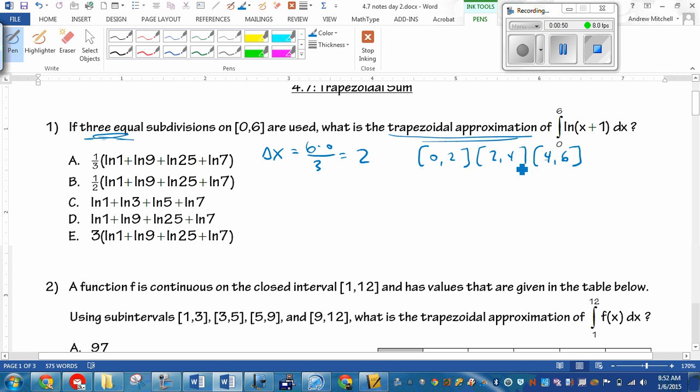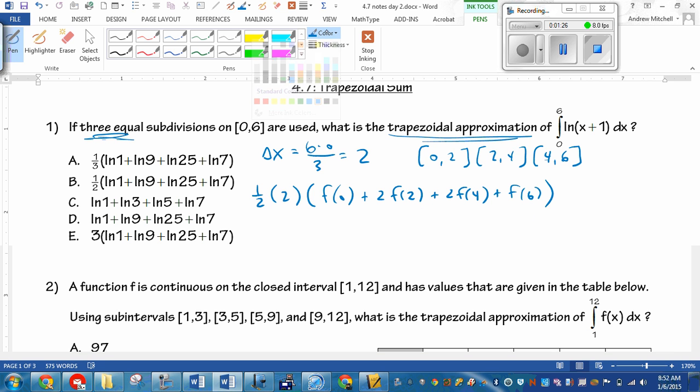That also helps us set up our equation, because the trapezoidal approximation is going to be 1/2 times delta x, which is 2, times f of 0, one of our first ones here, and then 2 is repeated twice, so we get 2 times f of 2, plus, there's 2 4s here, so 2 times f of 4, plus, there's only 1 6, so just f of 6 for our last one. So we've got the setup. We just need to figure out what these values are inside here.